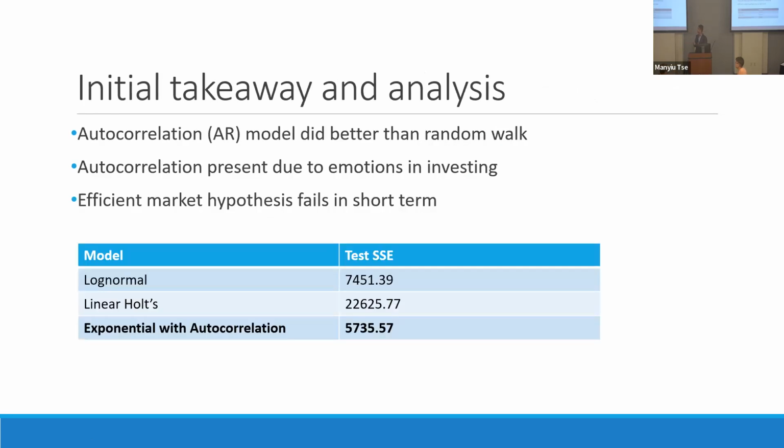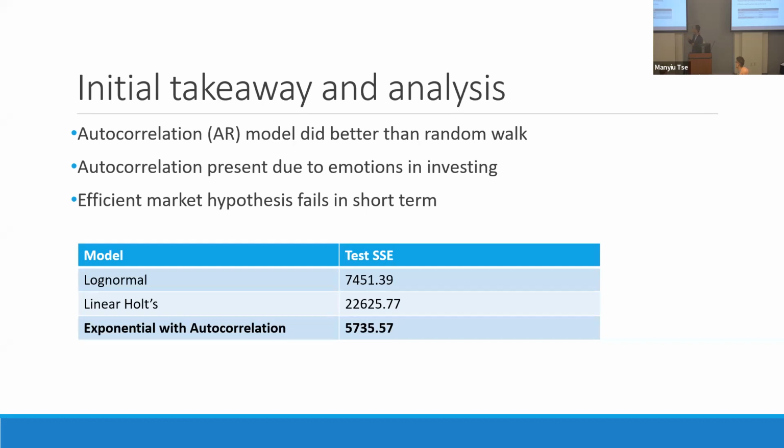So let's see the initial takeaway for the first phase of our experiment. We saw that the autocorrelation model did better than the random walk, which is counterintuitive to financial theories. We believe this to be the case because of the emotions present in investing. People like to buy low and sell high. That makes it seem like there are emotions in investing, which is the reason we believe there is autocorrelation in stock prices. That also means that the efficient market hypothesis, which believes stock prices not to be autocorrelated, and which is the theory used in most cases, fails in the short term.